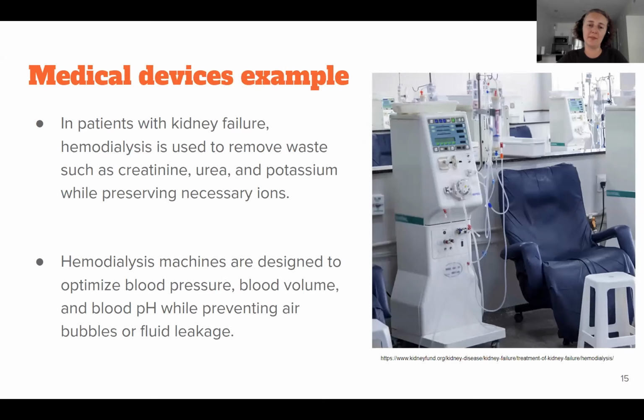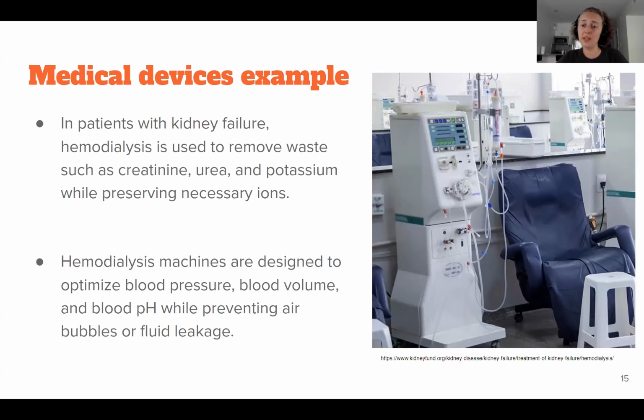So one real life example of medical devices we're going to talk about is a hemodialysis machine. Basically this is for patients who have kidney failure or some other sort of kidney disease where their kidneys are not able to function effectively. And they might be on the wait list for a kidney transplant. So while they are waiting, they're usually treated with hemodialysis.